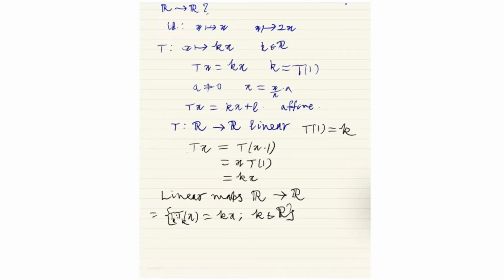So this is a bijection with this notation. K going to T sub K is a bijective map from R to linear maps from R to R. So you know all the linear maps from R to R. They are just multiplication by a fixed real number. Of course, you can also check, I'm not going to verify this now, so this is also a vector space isomorphism, linear isomorphism.